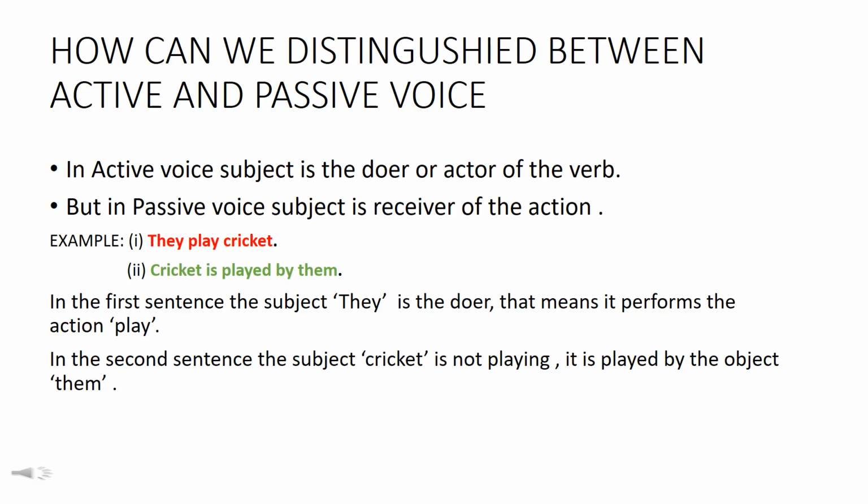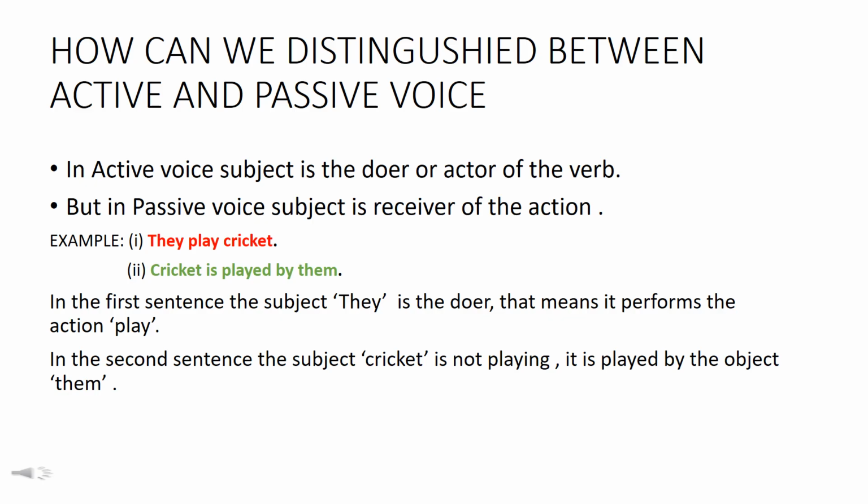Now, in active voice, the subject is the doer or actor of the verb. That means in active voice, the verb is done by the subject. But in passive voice, the subject is a receiver of the action. He is not the doer, he is the receiver of the action.